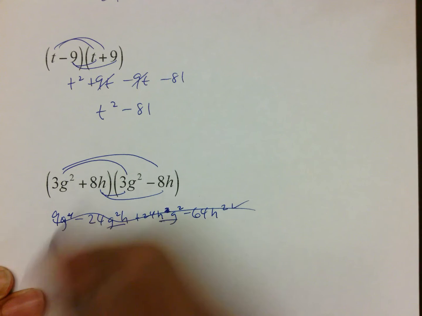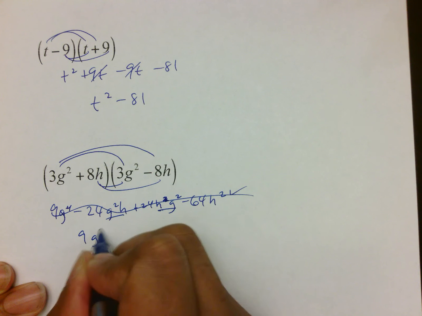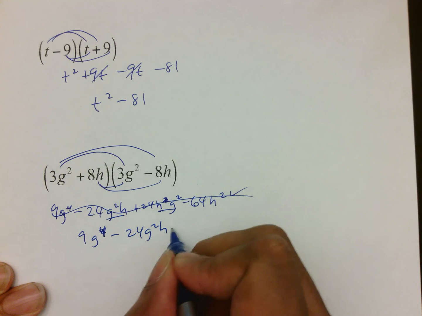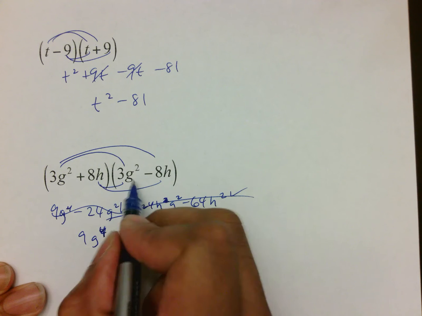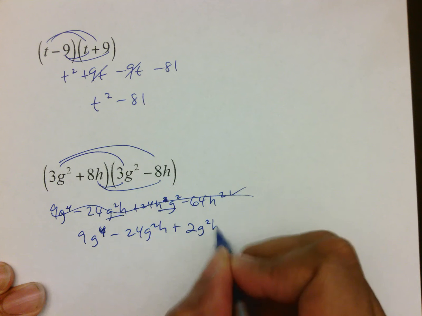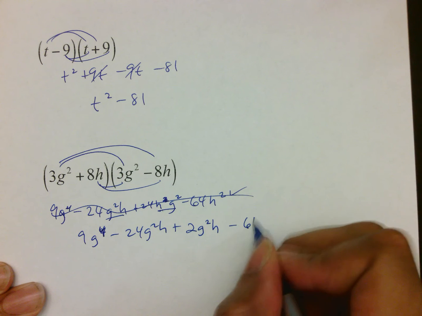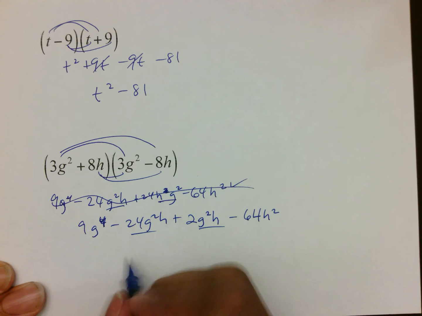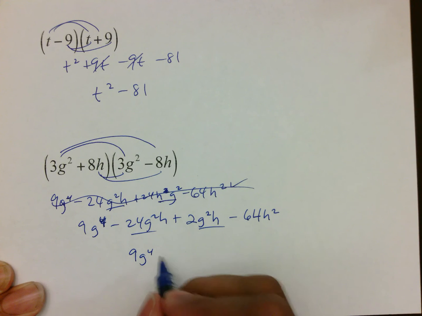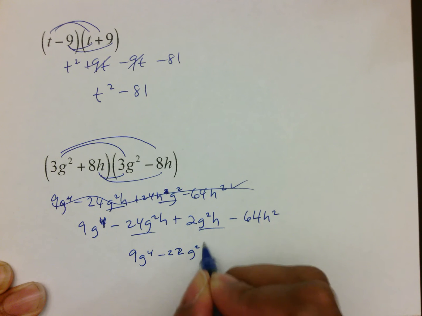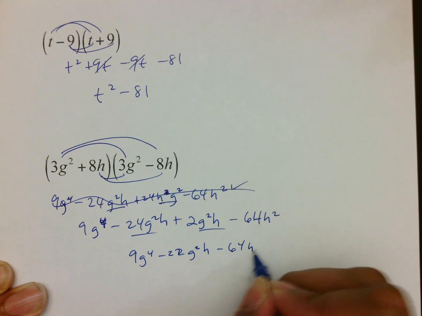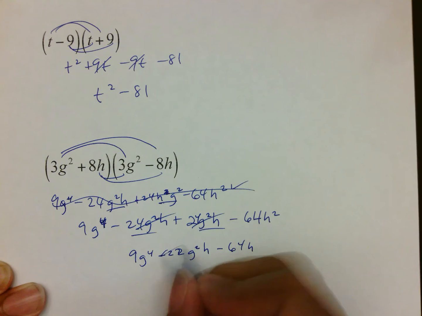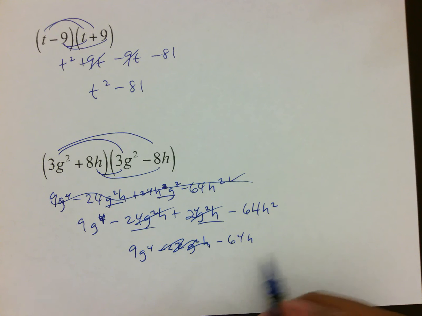So when you work this question out, make sure you put it in the right form, which is 9g to the 4th minus 24g squared h plus 24 is your number. But again, when you put them in alphabetical order, you get g squared h like you're supposed to, minus 64 h squared. Now, these two things go together as like terms. I'm sorry, I wrote it wrong myself. Those two cancel. And so you get 9g to the 4th minus 64 h squared.